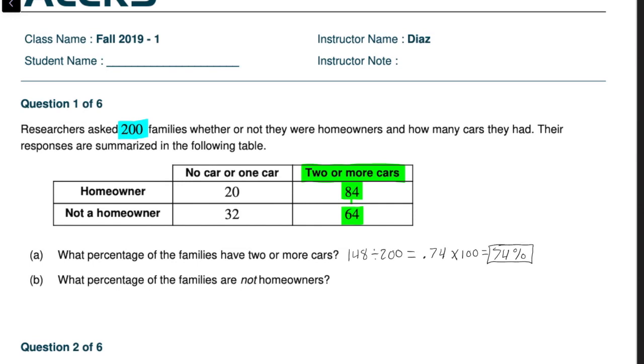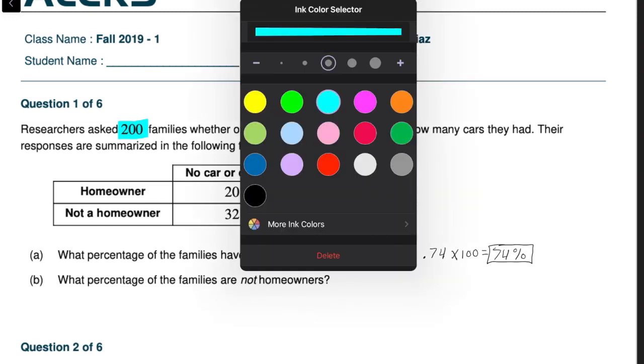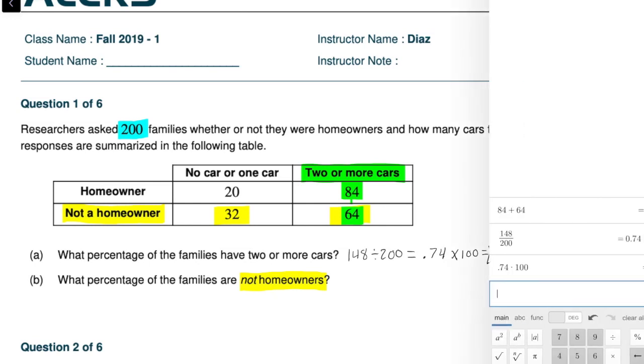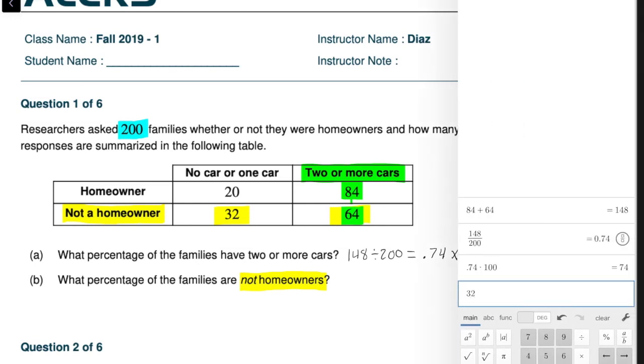All right, now our second one. Our second one is asking us what percentage of the families are not homeowners. So looking at not homeowners, right here, we have to add 32 and 64. Okay, so let's do 32 plus 64. That gives us 96.